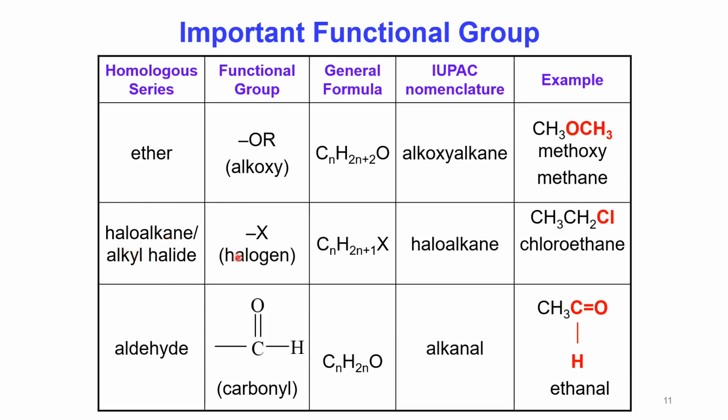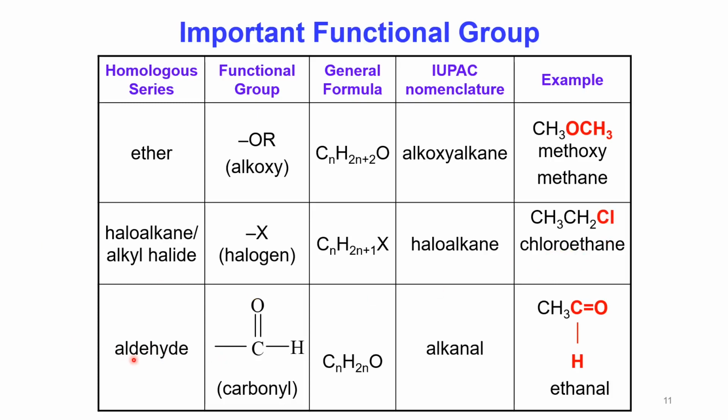Next, we have haloalkane or alkyl halide. The functional group is X, which refers to a halogen, the elements in group 17, for example chlorine, bromine, iodine, and so on. The general formula for haloalkane is CnH2n+1X, and the IUPAC nomenclature is haloalkane. An example is CH3CH2Cl. Since there are two carbon atoms and one chlorine atom here, we call it chloroethane. This is the example for haloalkane.